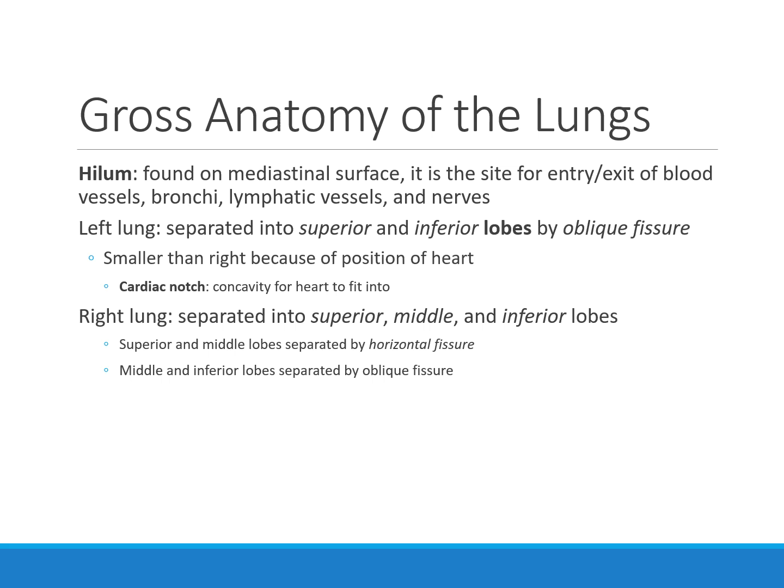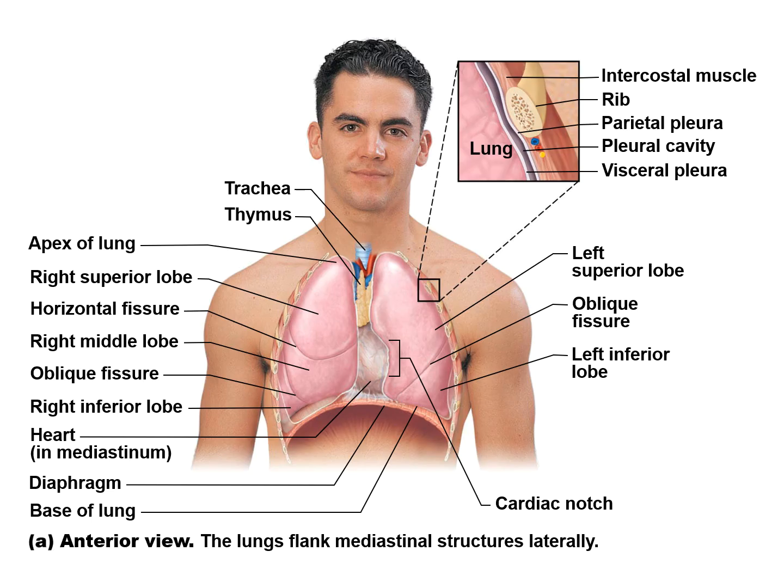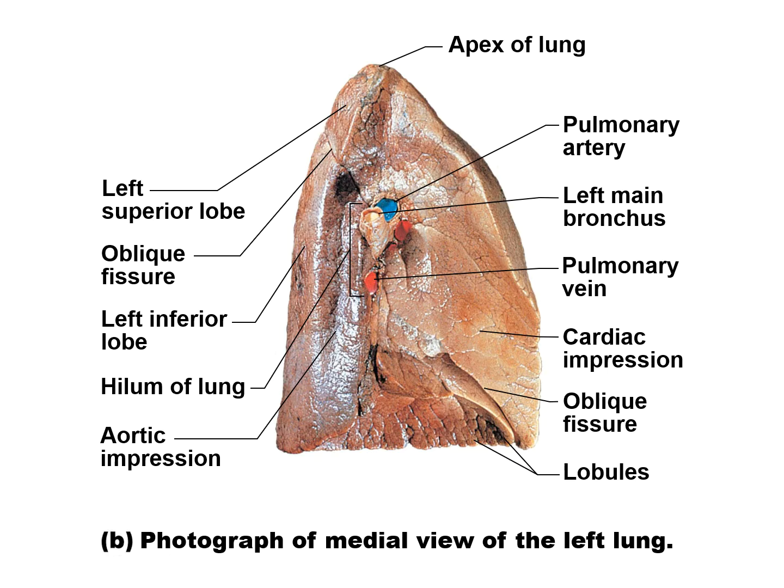The right lung is separated into three lobes: superior, middle, and inferior. The superior and middle lobes are separated by the horizontal fissure, and the middle and inferior ones are separated by an oblique fissure. So that points out all of those structures that I was just talking about. And here is a picture of the lung from the medial view of it.